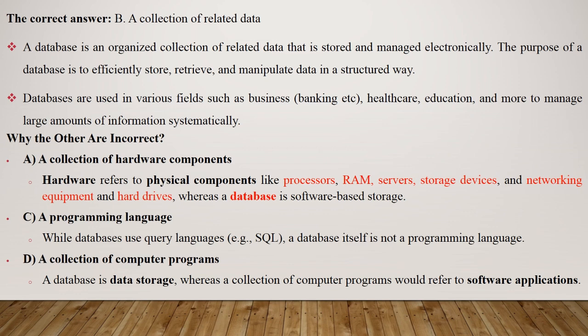The other one is C, a programming language. No, it is not a programming language, so this one is also wrong. A database by itself is not a programming language, but it uses a query language, just like SQL, structured query language, which helps to manipulate the data, to store, retrieve, and manage it. But by itself, it is not a programming language. When you say programming language, it may be Python, Java, C++, C Sharp, or JavaScript.